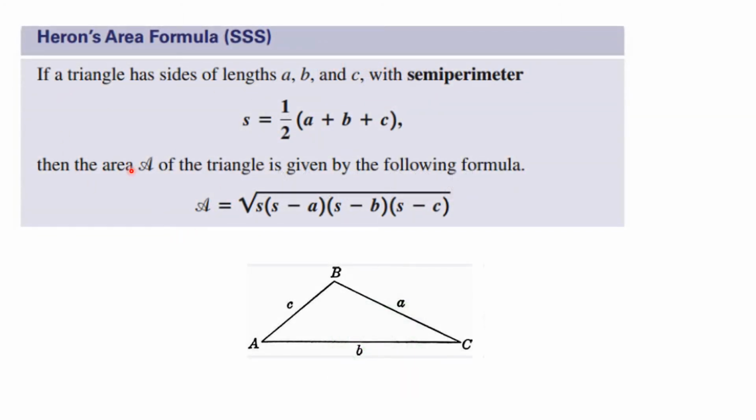Recall that Heron's formula says that if a triangle has sides with lengths a, b, and c as shown here, and the semi-perimeter, which we call s, is half of the sum of the sides, then the area of the triangle, script A, is given by the formula script A equals the square root of s times s minus a times s minus b times s minus c. Now we're going to prove this formula using some significant trigonometry to enhance our review of trigonometry.